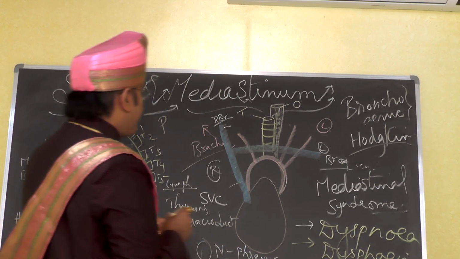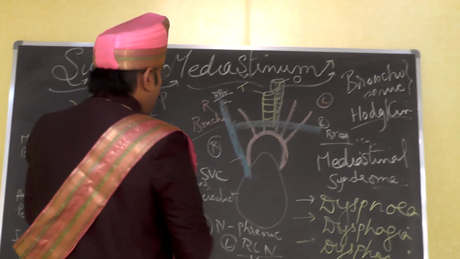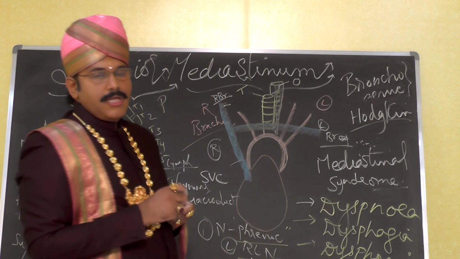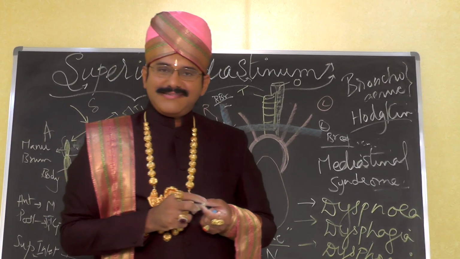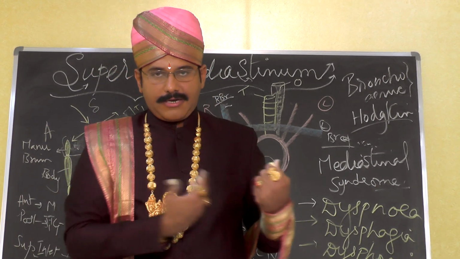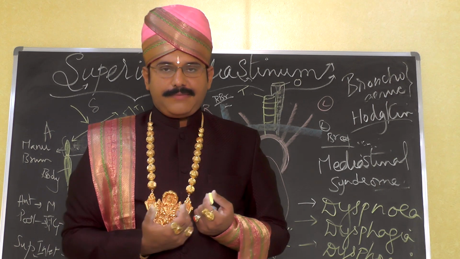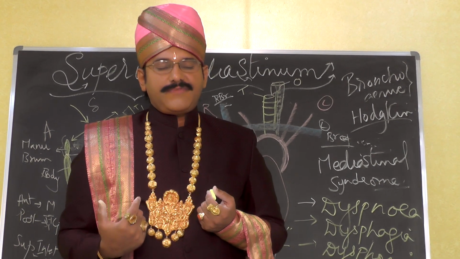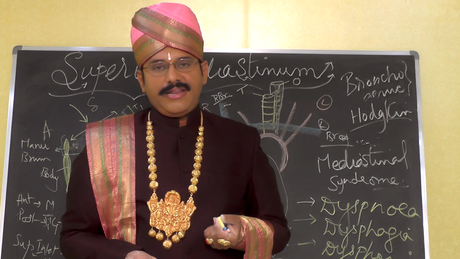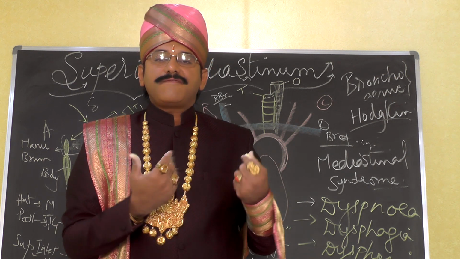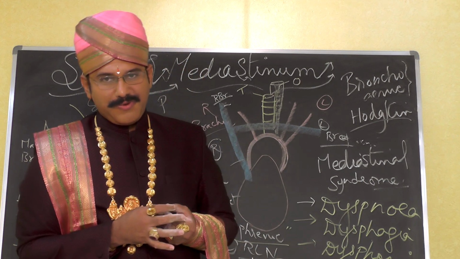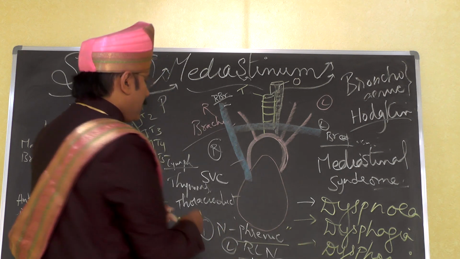Also, we have got the phrenic nerve present in the superior mediastinum. So if the phrenic nerve is compressed, there is paralysis of the diaphragm on that particular side. You have got the right phrenic nerve and the left phrenic nerve which are supplying the right dome of the diaphragm and the left dome of the diaphragm. So if the phrenic nerve is compressed, then the patient will have unilateral paralysis of that particular side of the dome of the diaphragm.